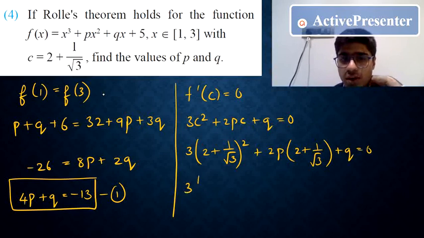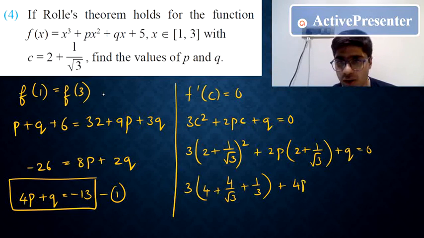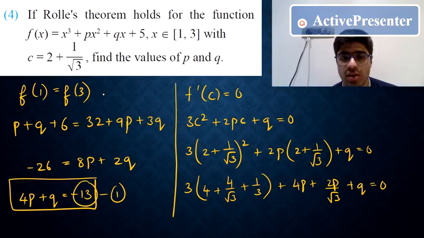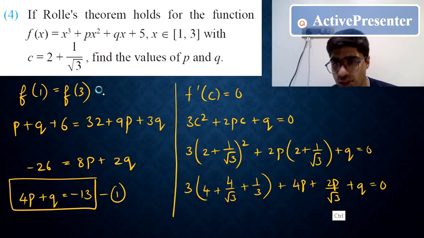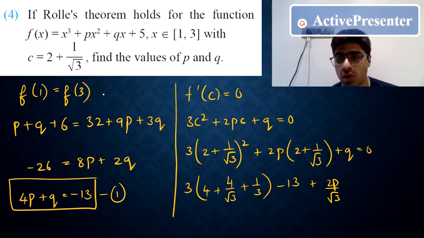Okay, so we have 3 times the square of this entire bracket, so you are going to have 4 plus 4 by root 3 plus 1 by 3, plus 4p plus 2p by root 3 plus q equal to 0. Now 4p plus q is already minus 13, and let's put it in this equation itself. So 4p plus q, this is minus 13. And let's expand this further. So you have 4 plus 1 by 3, that will be 12 plus 1, 13 by 3.